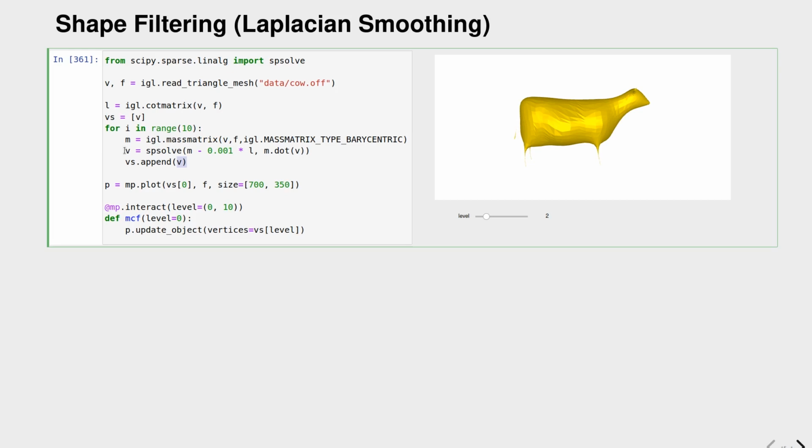And once we've calculated the smooth vertex positions, we just append them to this VS list, and these are the 10 different smooth levels. For the plotting, we do the following. Just call our plot function and get our plot object back. And then we define a function with this interaction property here as a decorator, and we update the plot by setting the vertices of the according level that is chosen with this slider.